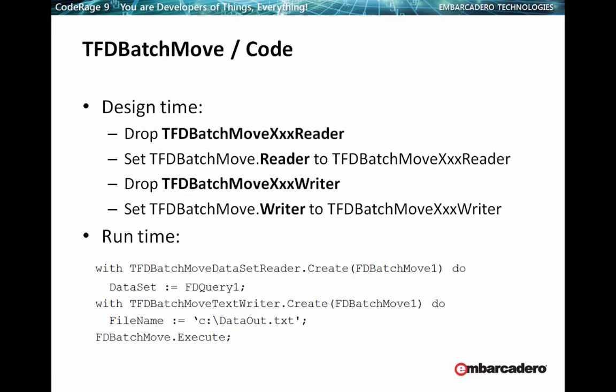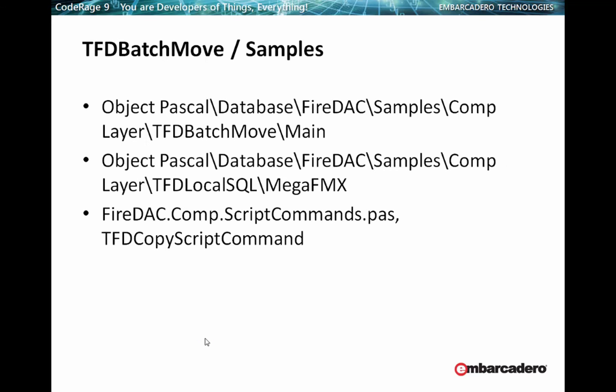And at runtime, the code is quite simple. We can create a reader and specify the batch move as the owner of this component. And then the Reader property of the batch move will be automatically set to this reader. The same with the writer. Finally, we can call the Execute method to move the data from reader to writer. And here is the list of TFDBatchMove samples.